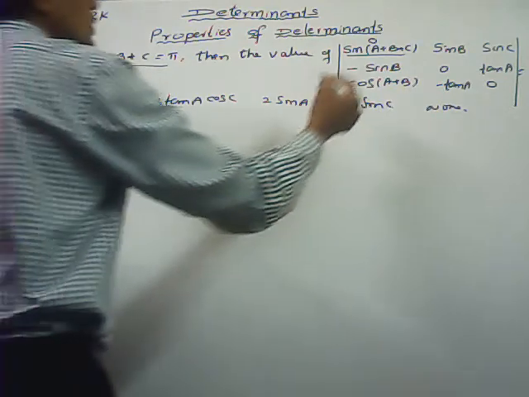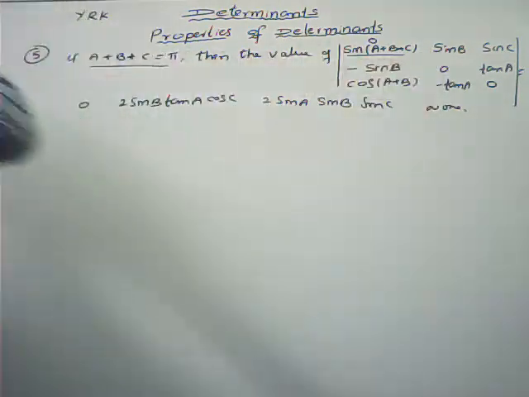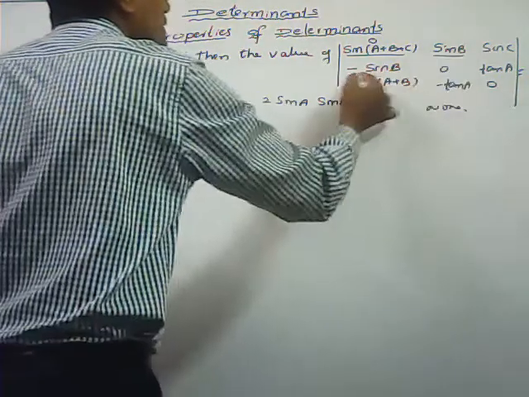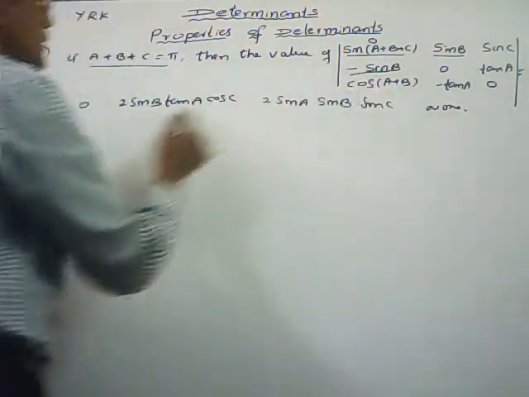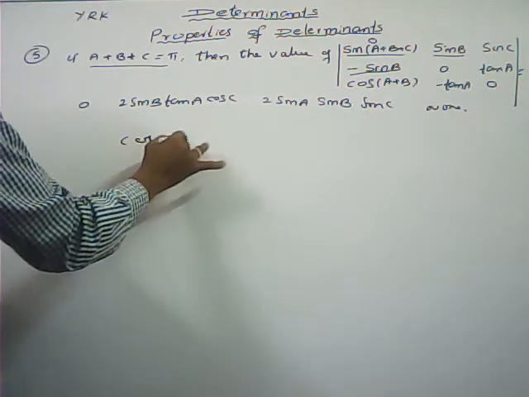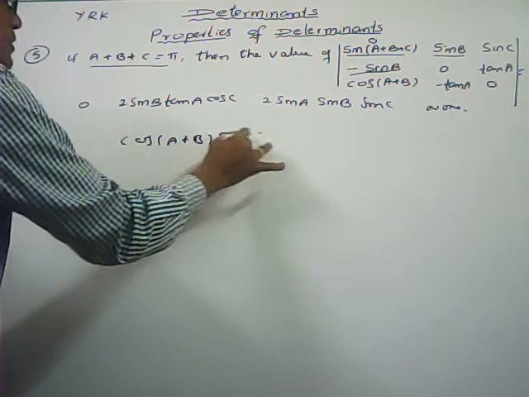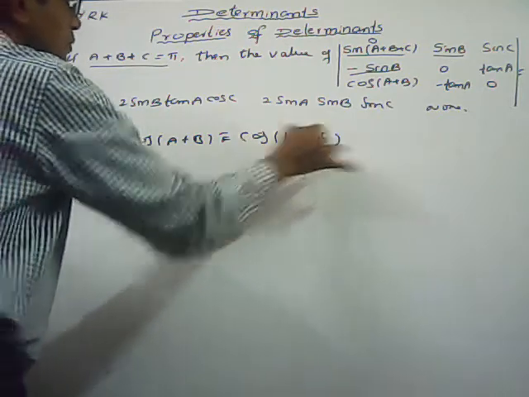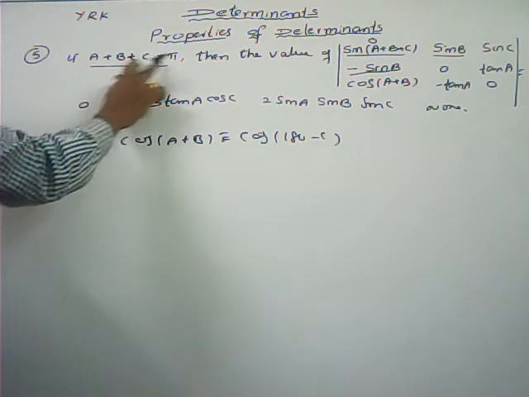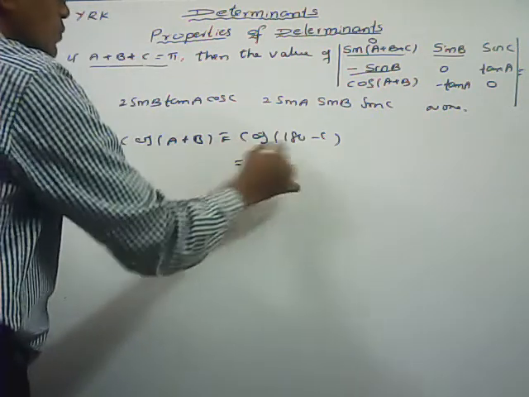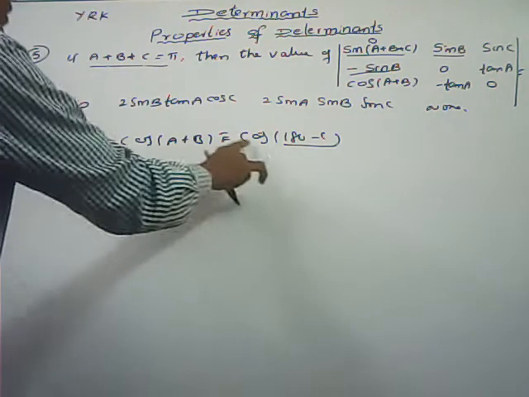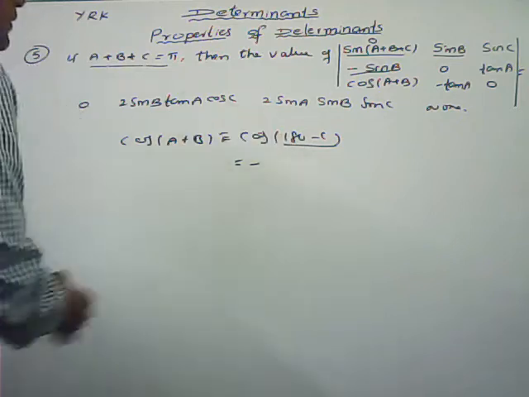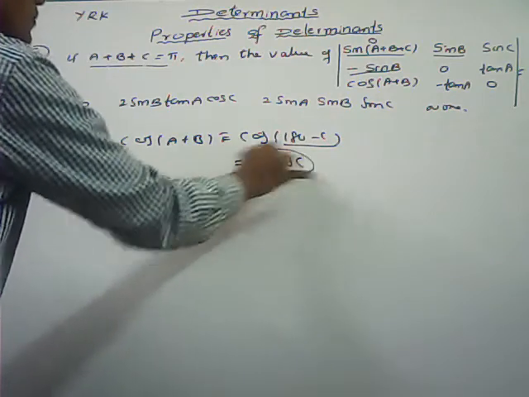And by observing this one, the ith row jth column element equals minus the jth row ith column element. Here the first row second column element equals minus the second row first column element. Here cos of a plus b equals 180 minus c. In the place of a plus b, we can write 180 minus c. Cos of 180 minus theta: 180 minus theta belongs to the second quadrant. In the second quadrant, only sine and cosecant are positive. Cos is negative. Minus, 180, there is no change in the function. Cos c.